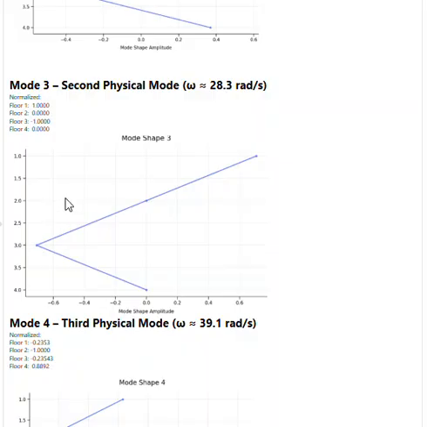We can characterize this curve as an S curve. We're going to have positive displacement at the bottom, a negative displacement at mid-height, and zero displacement up top of the building. This is considered a very stiff constraint mode.